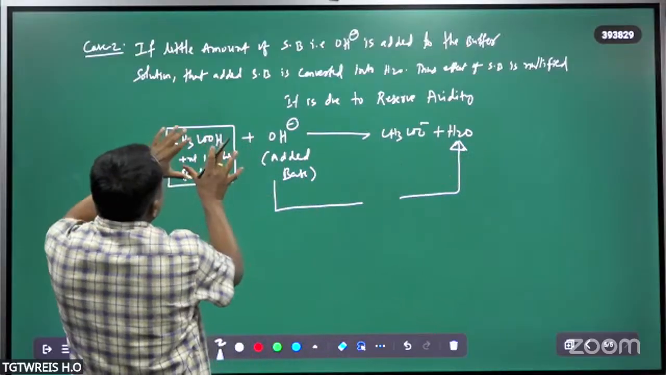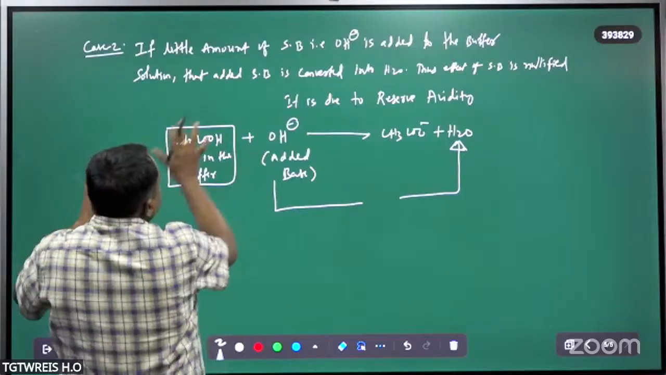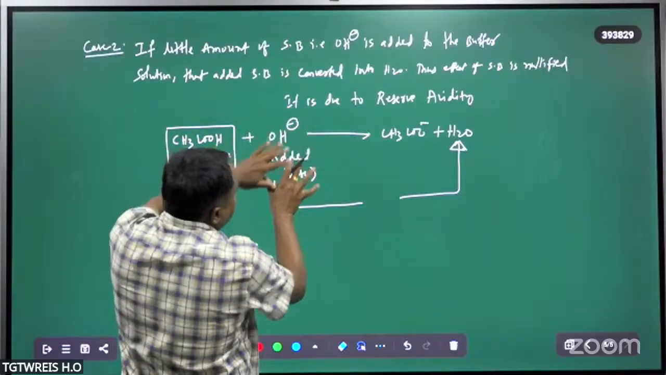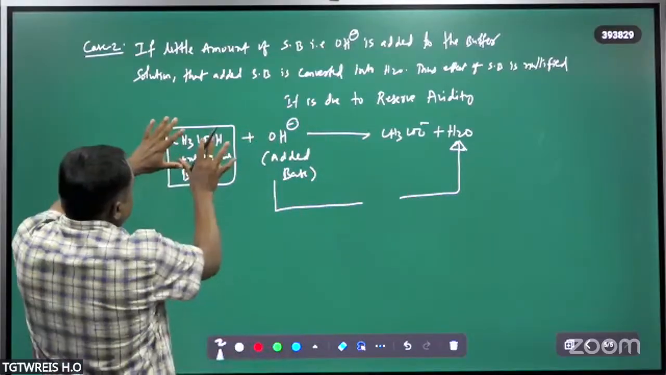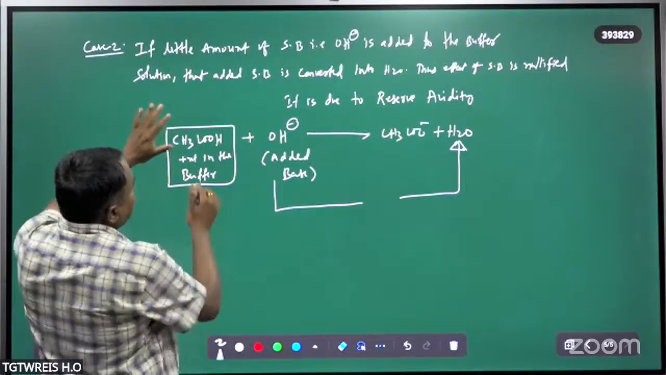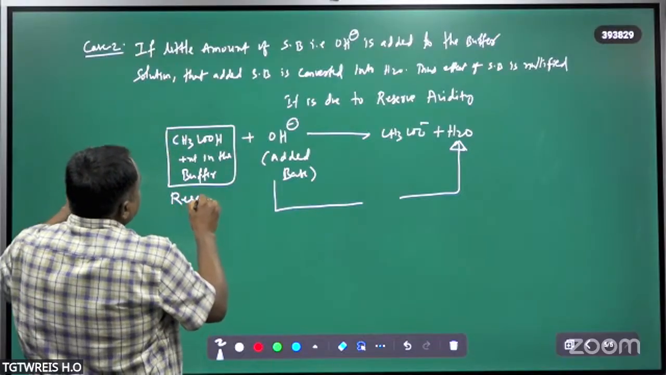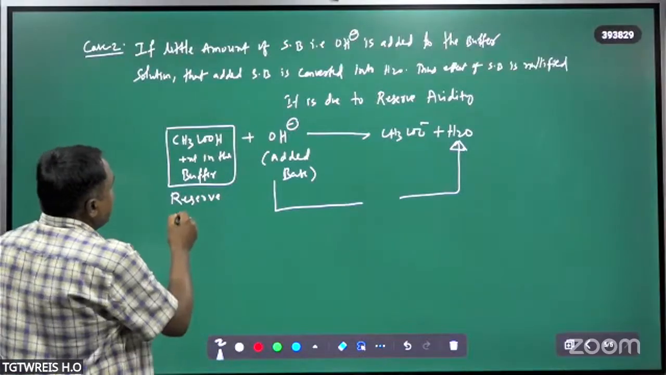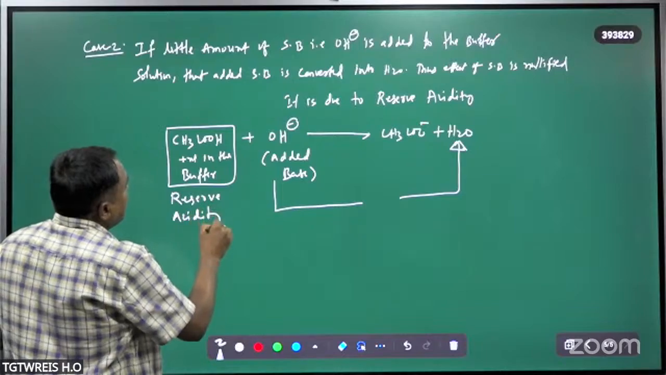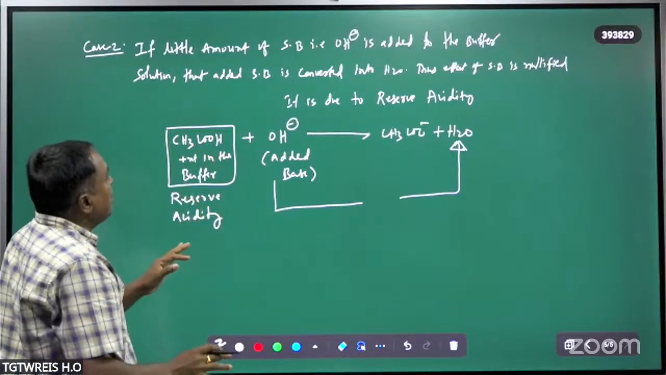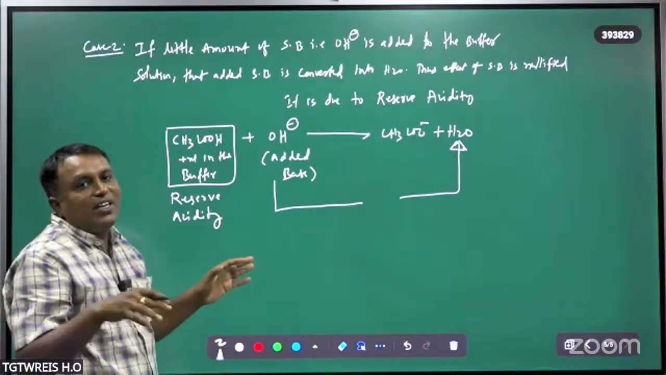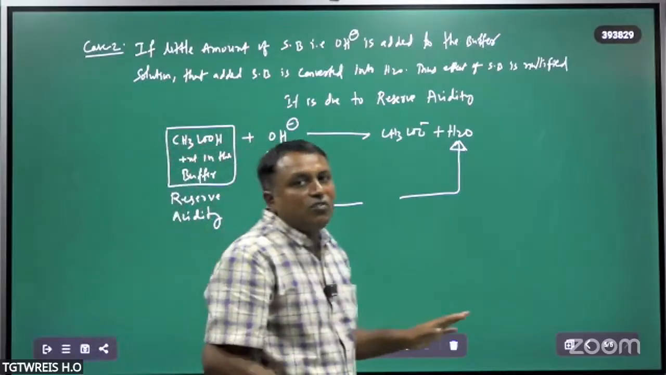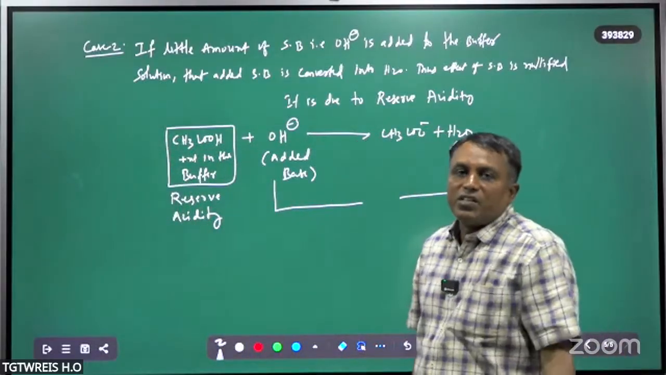Because this buffer solution has acetic acid, the acetic acid converts the added strong base into water. This is the reserve acidity, which is present in reserve in the buffer solution. The reserve acidity is due to acetic acid. The reserve basicity is due to the acetate anion. So this is the mechanism involved in the working action of acidic buffers.